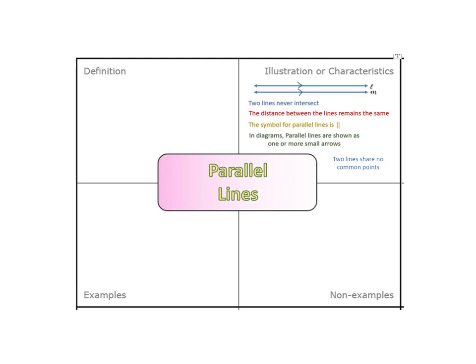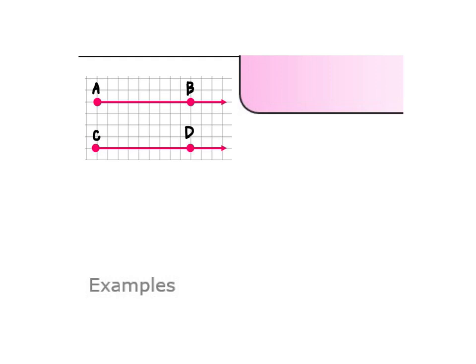Now that we have explored an illustration of parallel lines and the characteristics of parallel lines, let's explore some examples of parallel lines. We can see here that ray AB is parallel to ray CD because the two rays never intersect, the distance between the two rays remains the same, and both rays do not share a common point.